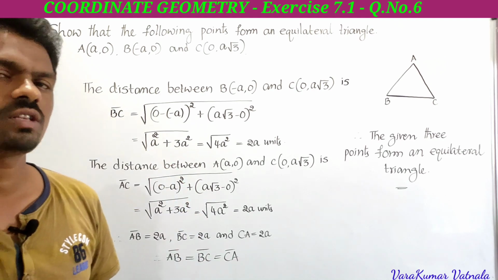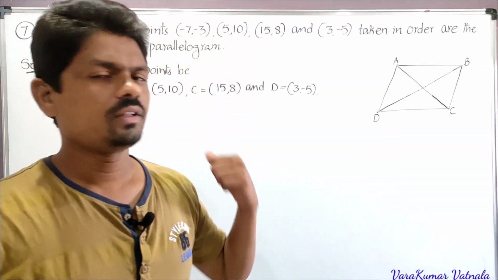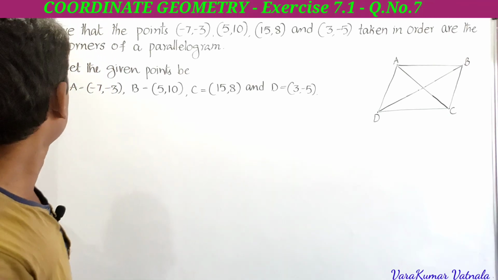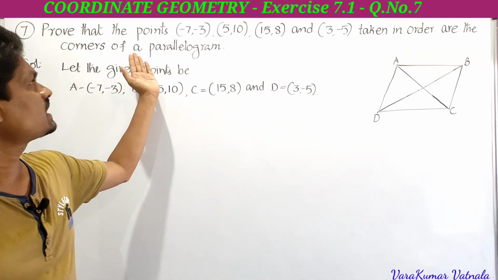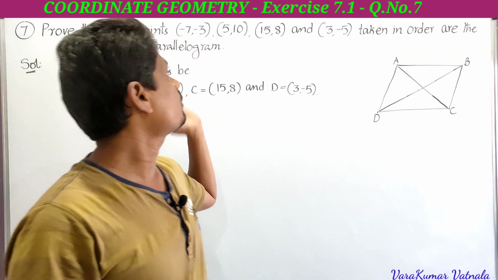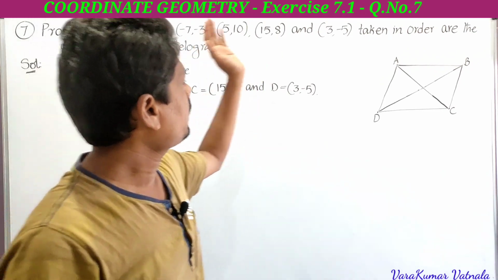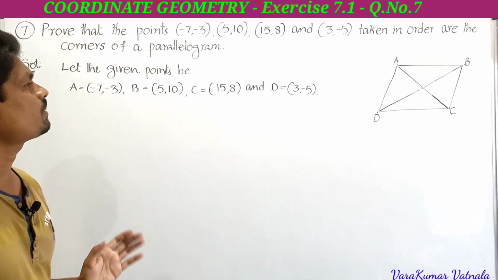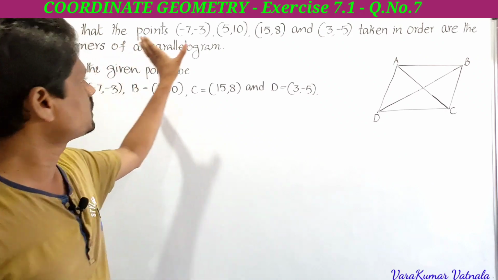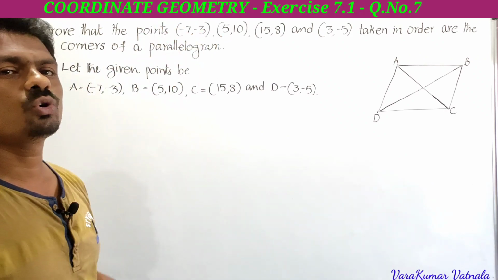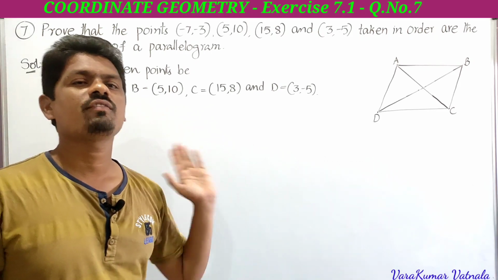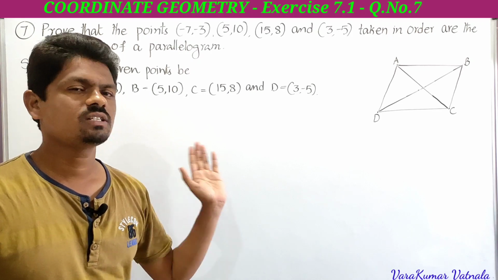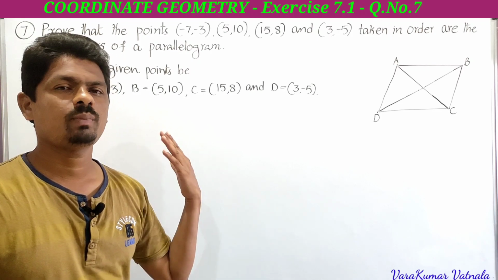Next we have to solve 7th problem. This is 7th problem from 7.1 exercise. See here what he is asking. Prove that the points minus 7 comma minus 3, 5 comma 10, 15 comma 8 and 3 comma minus 5 taken in order are the corners of a parallelogram. So here he has given 4 points. Show that the given 4 points are the corners of a parallelogram. Corners are nothing but the vertices of the parallelogram.